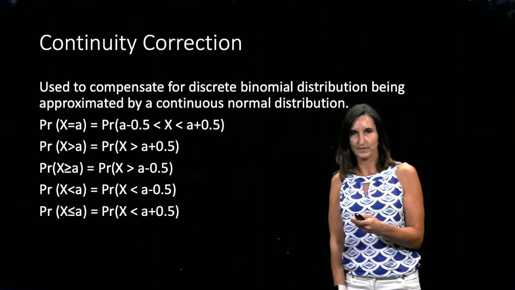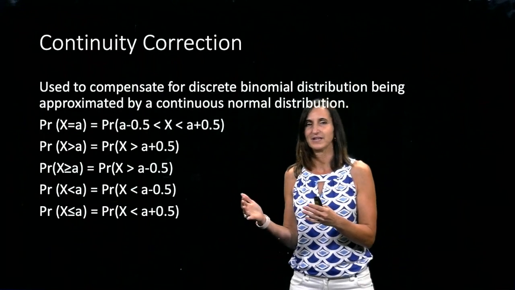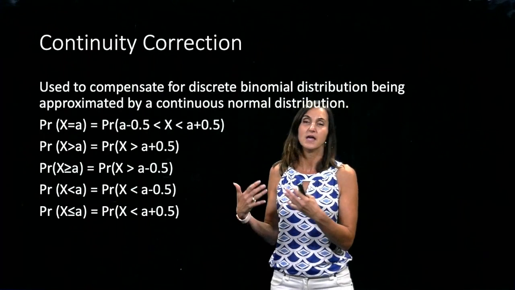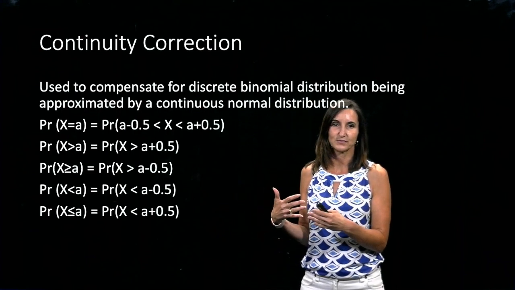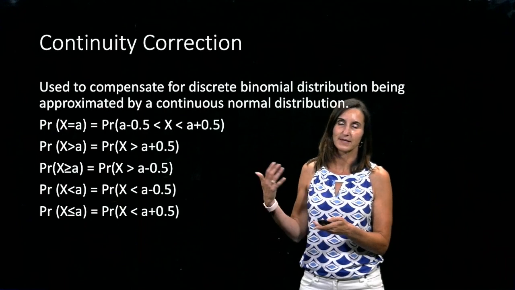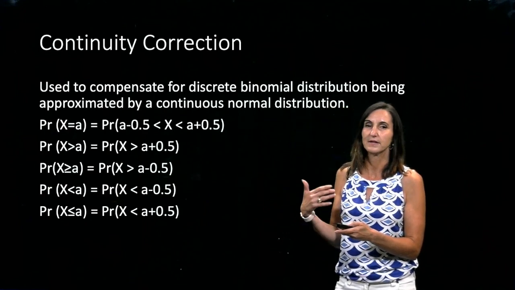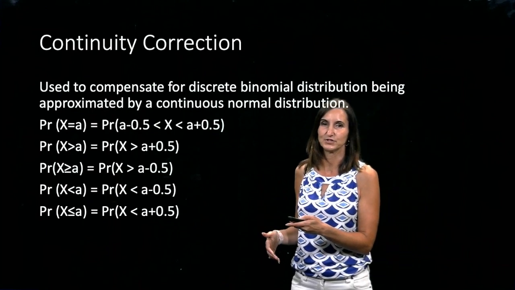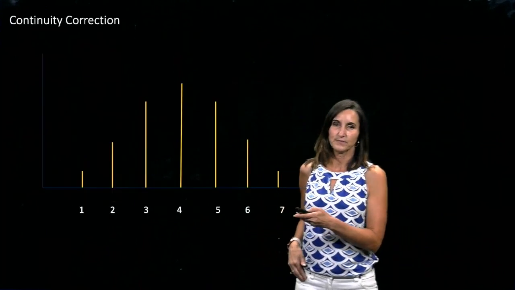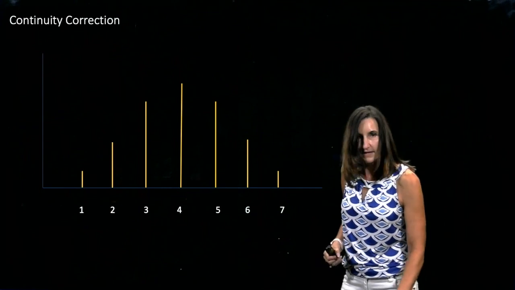So there's rules for that. You see that in certain cases you'll have to add a half, certain cases you'll have to subtract a half, and you could go ahead and memorize these or write them down and refer to them often, or we can just go and understand why these continuity corrections are written as they were, and you won't have to rely on that little cheat sheet.